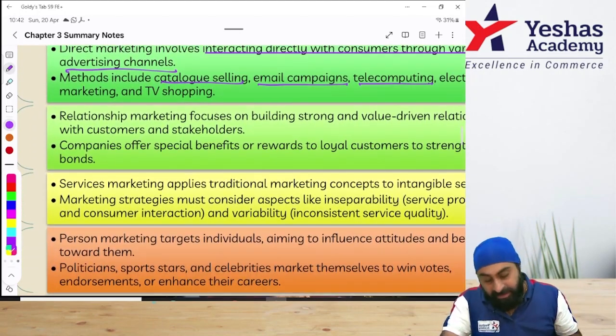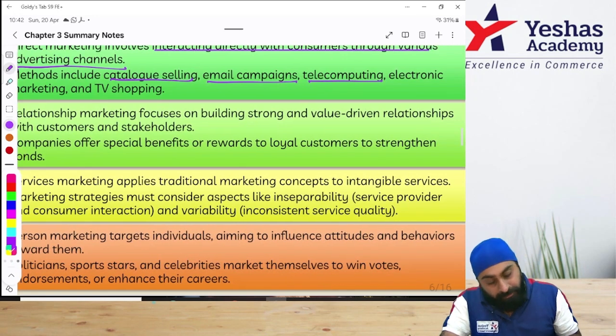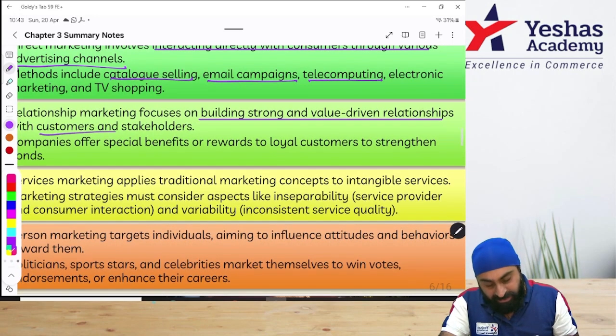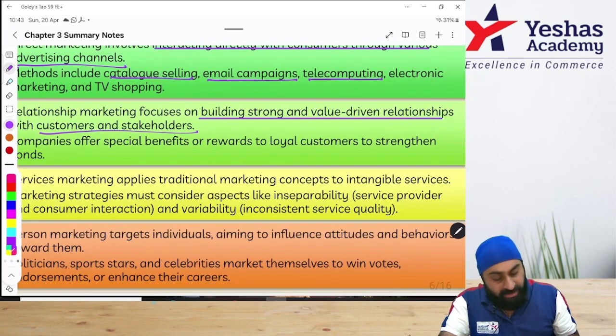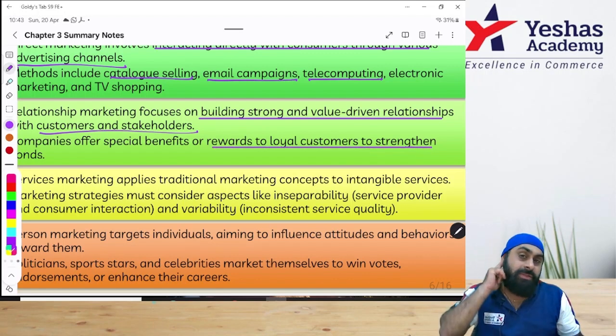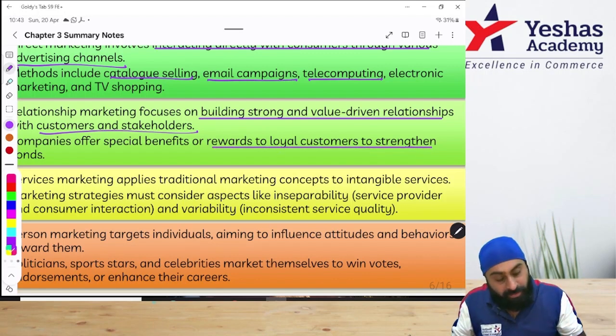What is relationship marketing? It is building a strong, value-driven relationship with customers and stakeholders. Why do companies offer these special benefits? They provide rewards to loyal customers to strengthen their market. See, you've heard about credit card loyalty programs.